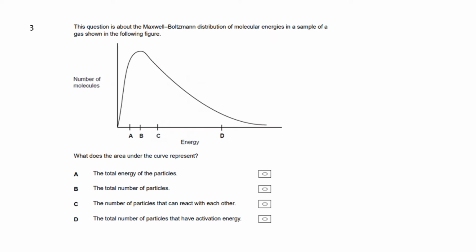Another Boltzmann question. What does the area under the curve represent? So the area under the curve represents the total number of particles. Okay, so that's B. It's got a number of particles who react to each other. That would be the ones that are past a certain activation energy. There's no activation energy here. The total area under the graph represents the total number of particles.